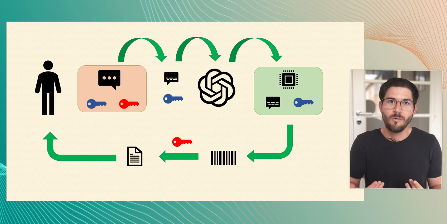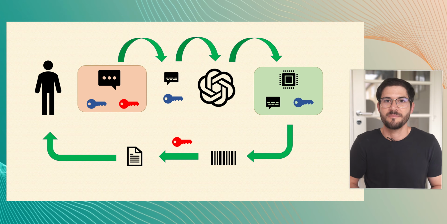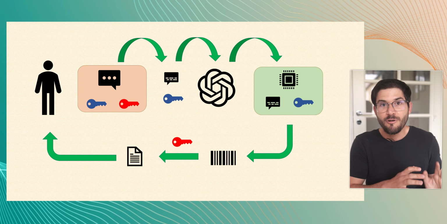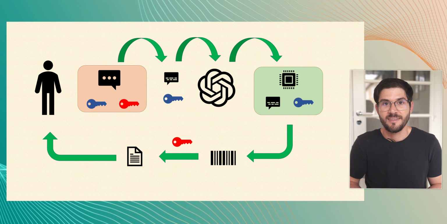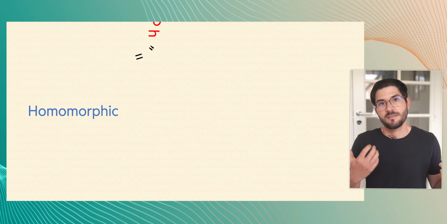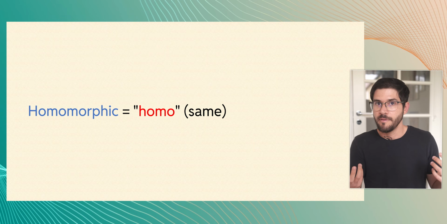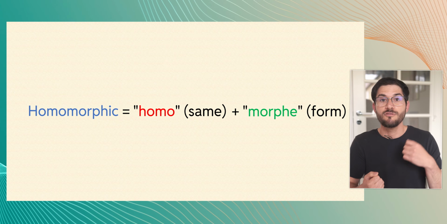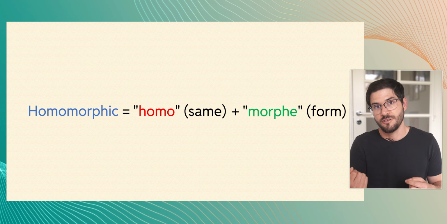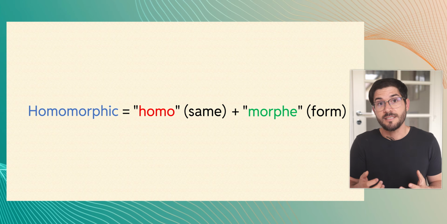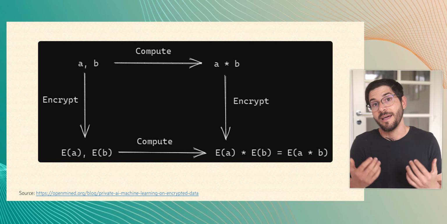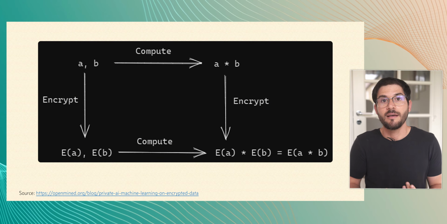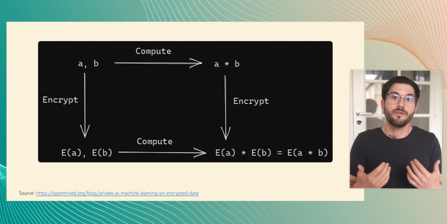So the question is, what kind of technology can make this possible? And here is where fully homomorphic encryption comes in. The term homomorphic comes from the Greek homo, meaning same, plus morph, meaning form. It means having a structure-preserving map between two algebraic structures. Fully homomorphic encryption is homomorphic because operations on encrypted data can be mapped onto those on the original data.